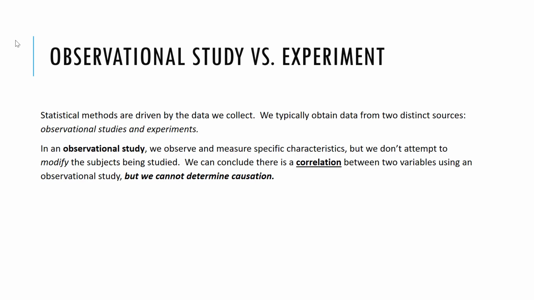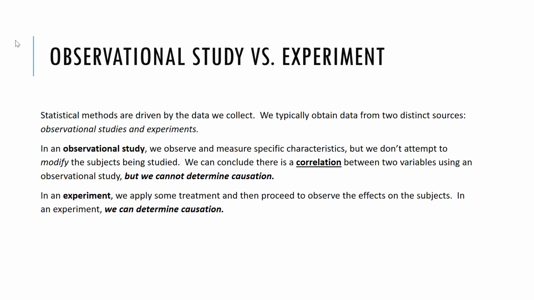We can conclude that there is a correlation between two variables using an observational study, but we cannot determine causation. In an experiment, we apply some treatment and then proceed to observe the effects on the subjects. In an experiment, we can determine causation.